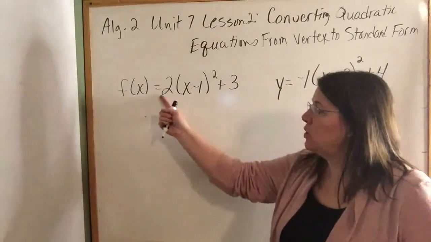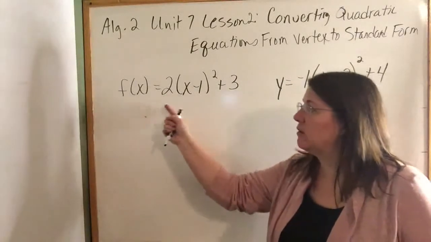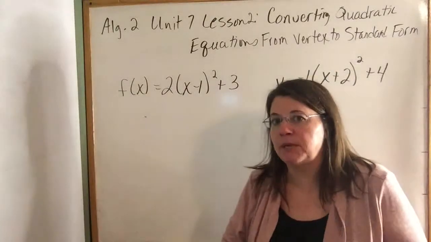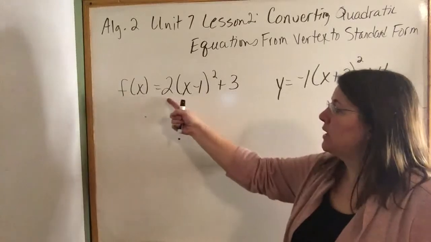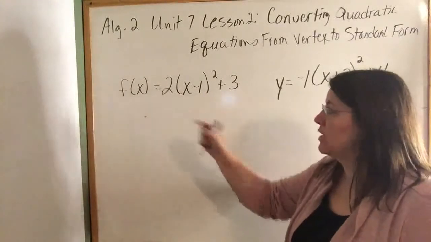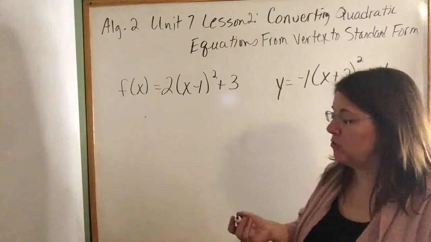So basically, when you're going from vertex form to standard form, usually students find this a little bit easier because it's just a matter of doing a little FOIL and then doing a distributive, and then we're adding the like terms. So it's pretty simple. It's basic Algebra 1, really.